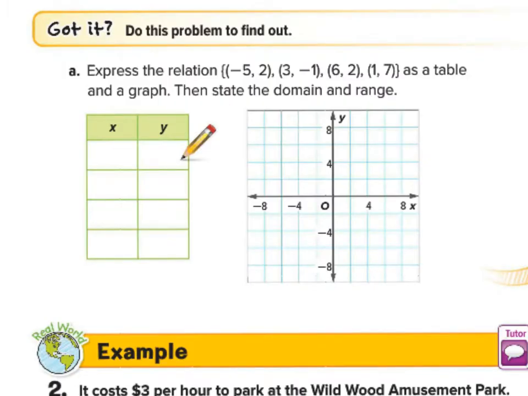Okay, here we have an example that we have to complete, where we have to express the relation of these ordered pairs as a table and a graph, then state the domain and range. If you think you can do this, please pause the video and try it now. Pause now.